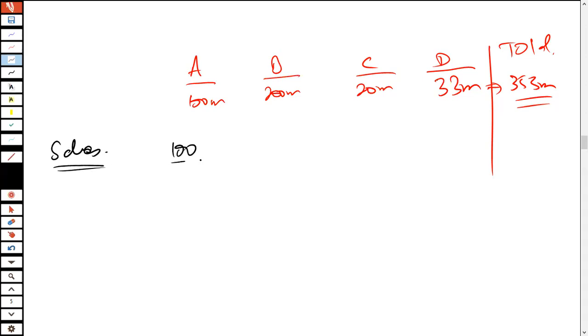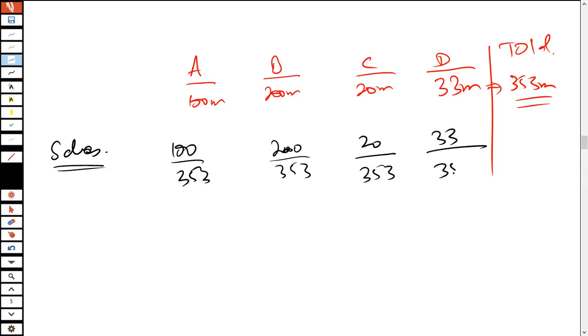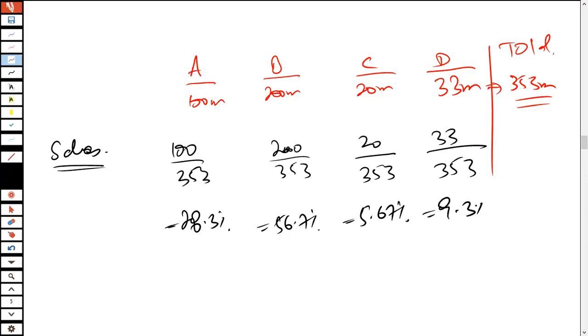I'm going to say 100 divided by 353, 200 divided by 353, 20 divided by 353, 33 divided by 353. So 100 divided by 353 is 28.3%. 200 divided by 353 gives you 56.7%. 20 divided by 353 gives you 5.67%. 33 divided by 353 gives you 9.3%.